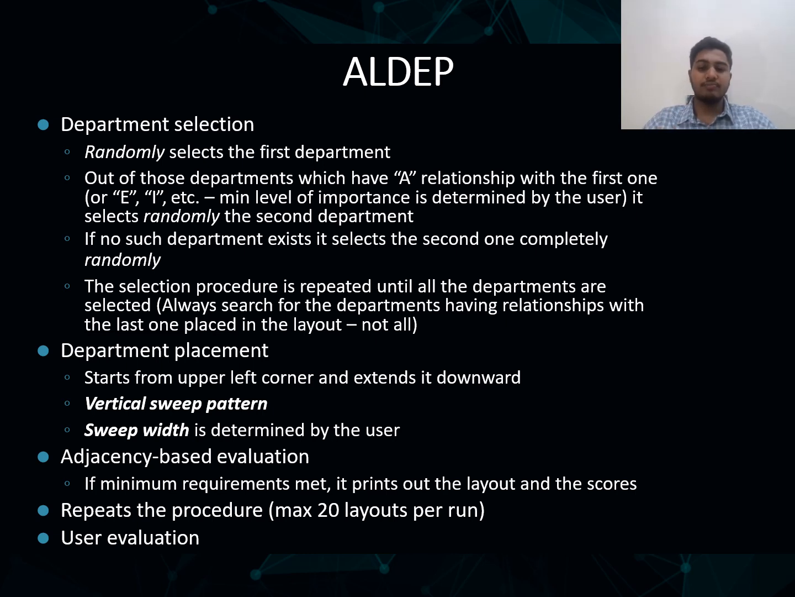Department placement starts at the upper left corner and extends downward in a vertical sweep pattern. The sweep width is determined by the user. Then adjacency based evaluation is done. If the minimum requirement is met, it prints out the layout and the score. It repeats the procedure for a maximum of 20 layouts per run, and user evaluation is a must for ALDEP.